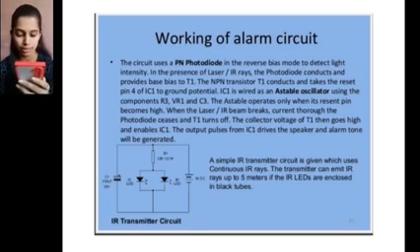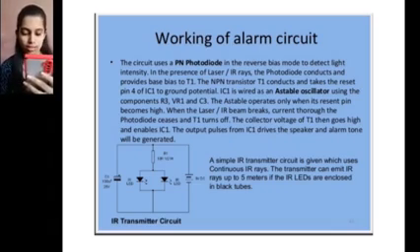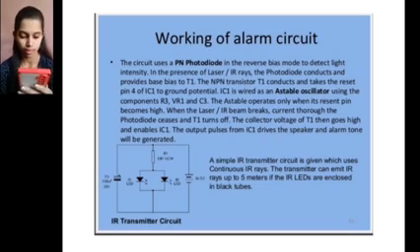When the laser IR beam breaks, the current through the photodiode decreases and T1 turns off. The collector voltage of T1 then goes high and enables IC1. The output pulses from IC1 drive the speaker and alarm tones will be generated.